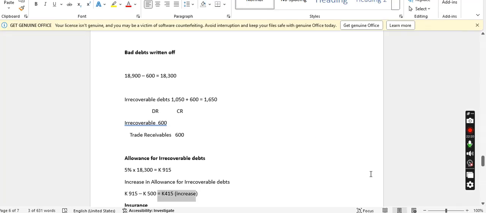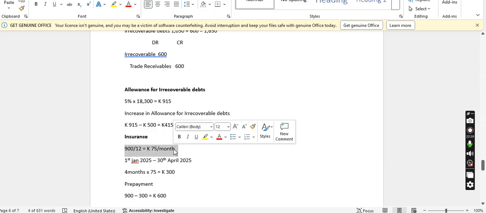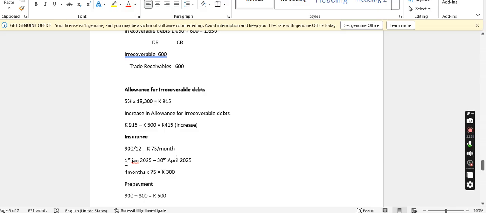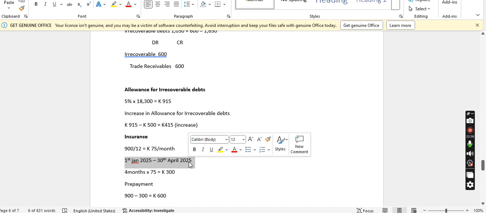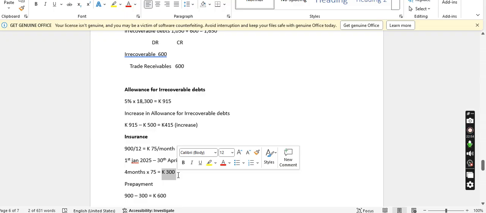How much of the insurance has been used up for this year and how much insurance is a prepayment? So the monthly charge, 900 divided by 12 months, 75 kwacha per month. From 1st January 2025 to 30th April 2025, it is 4 months. January 1, February 2, March 3, April 4. So 4 months multiplied by 75 kwacha, 300 kwacha of this insurance has been used up for this year.